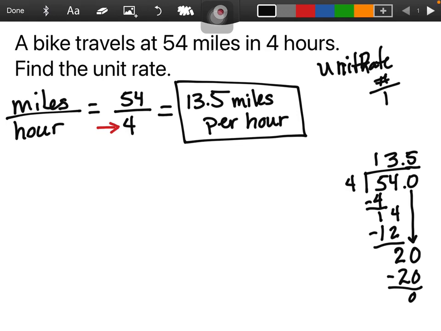Okay, so this is part 2. I know that my bike is traveling 13.5 miles per hour. Well, what if I want to say how many hours will it take him to travel, or excuse me, how many miles will he travel in 12 hours? Well, that's very simple. I can set up a ratio, okay?